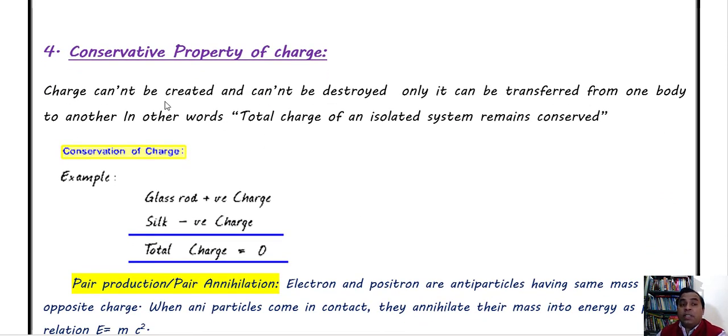Okay. Now coming to the next property, the conservative property of charge. This statement is delivered in two fragments, two different ways, and I am telling both ways. The charge cannot be created, cannot be destroyed. It can only be transferred from one body to another body.